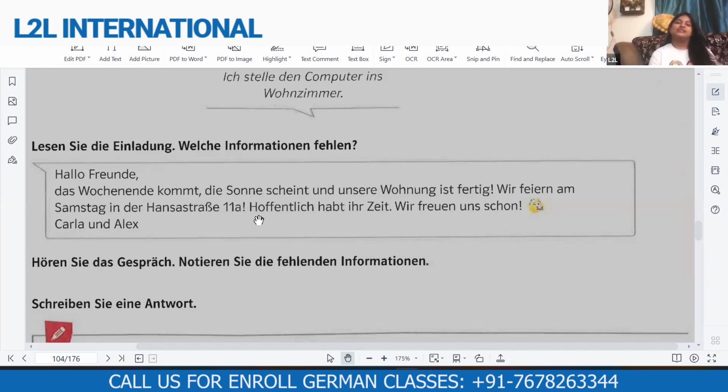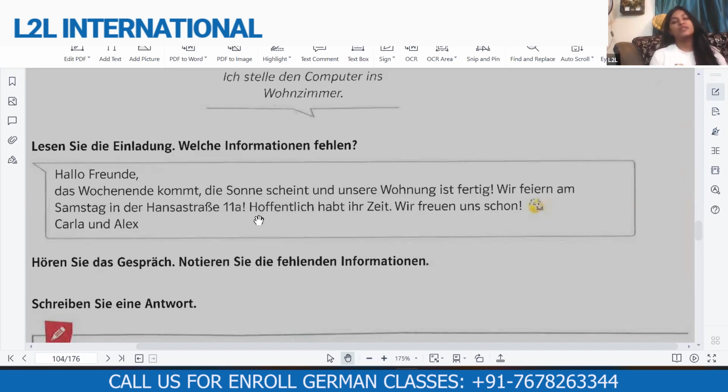Think. No guesses? Samriti? Is it given when the party is? One, the time is not given, and when, that is, on which day or which date? Date. Since Saturday is written, which Saturday? Not known yet. So the date is missing.